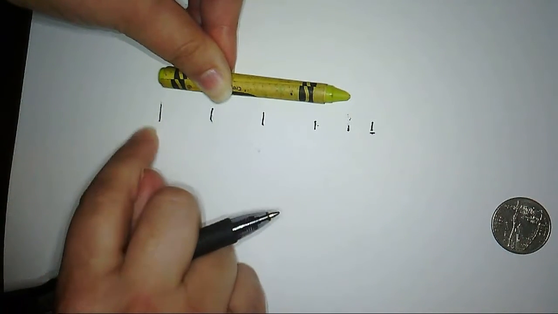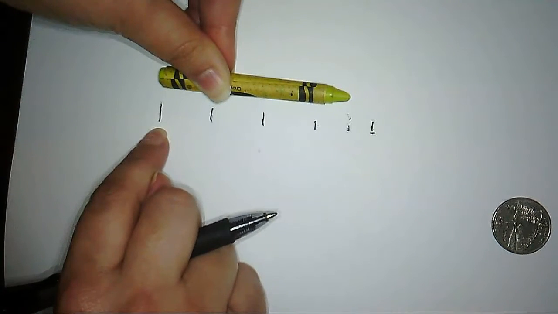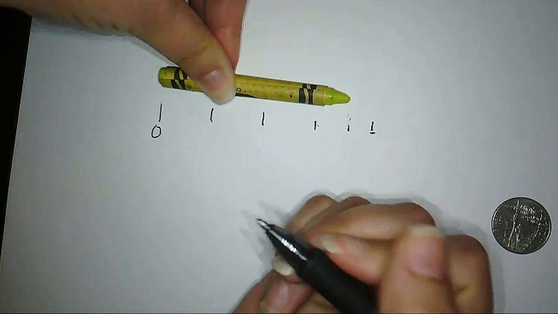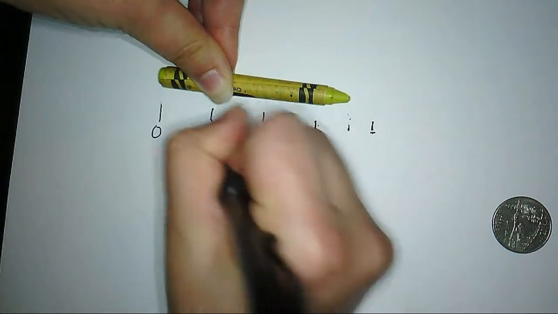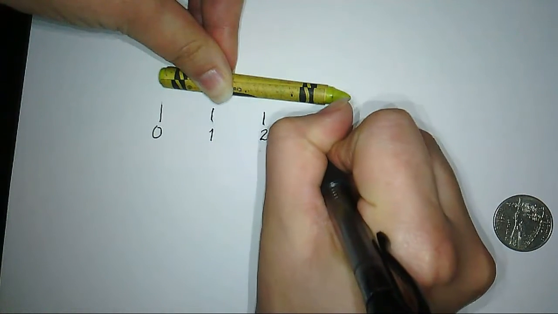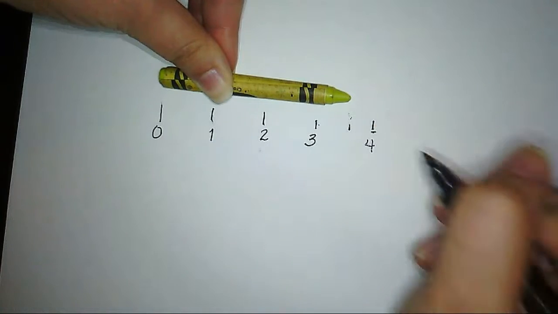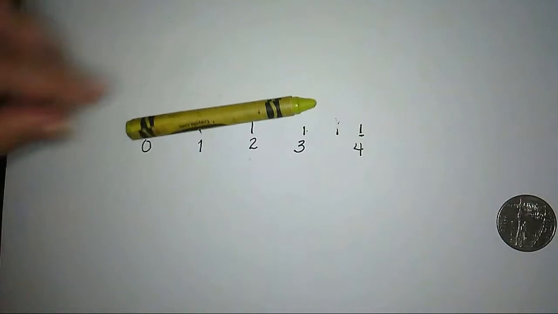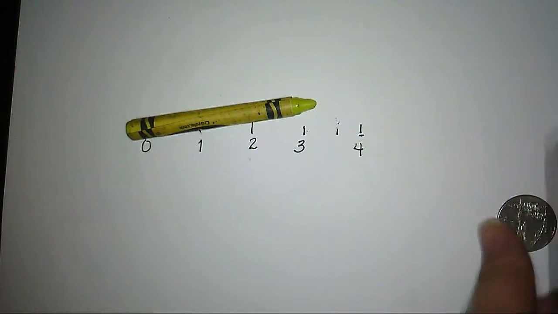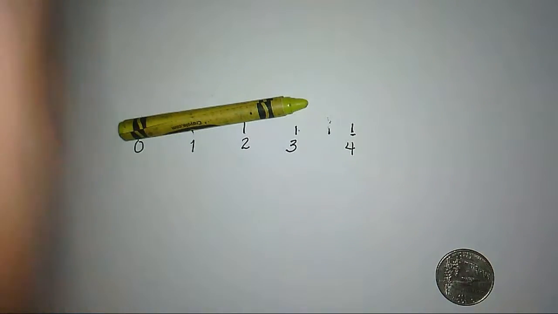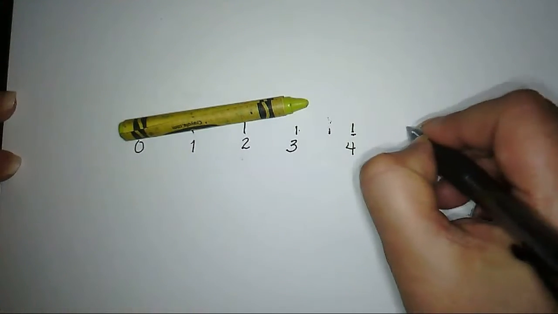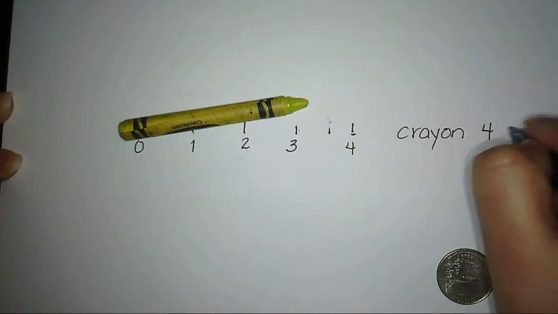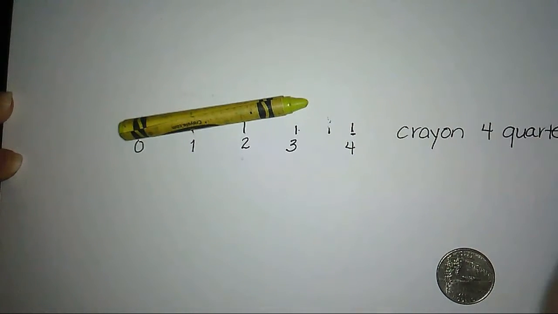When I go to my first one, what number do I write here, boys and girls? Yes, 0. Great job. Then I write the number 1. Then I write the number 2. I write the number 3. And then I write number 4. So we can say that my crayon is about 4 quarters, boys and girls. That's the length of my crayon.